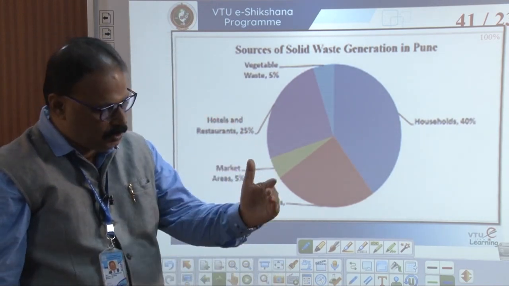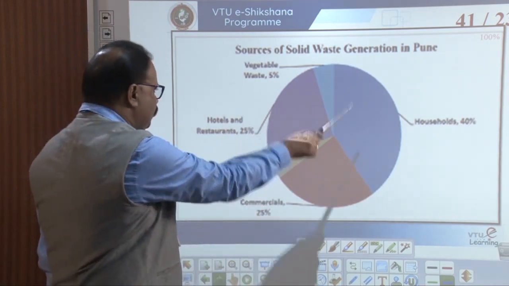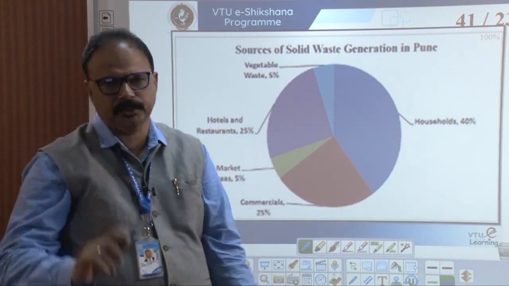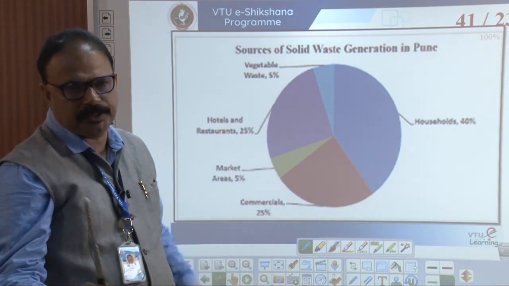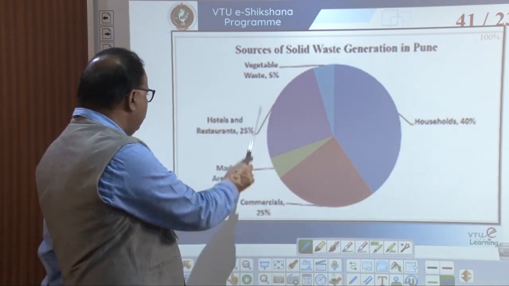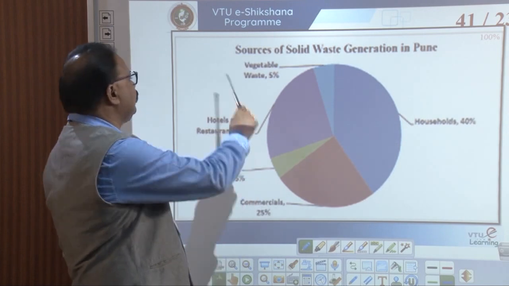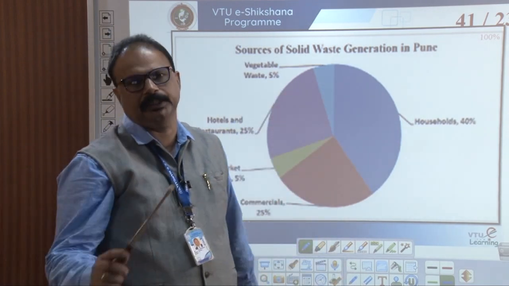We have studied physical composition, chemical composition, then generation rate. It is taken in Pune, or it may be taken in Karnataka also. We will calculate how much is household, how much commercial, how much market, how much hotel and restaurant. These are the sources of generation.